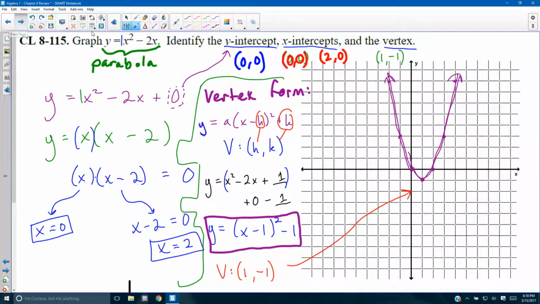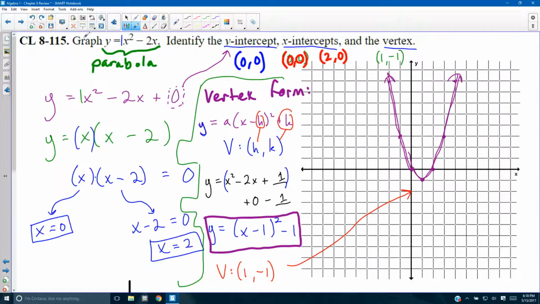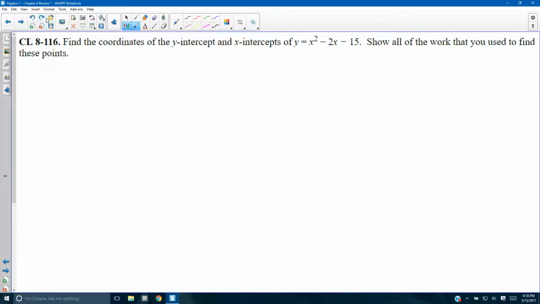Number 115. Number 116, find the coordinates of the y-intercept and x-intercepts of this. Show all the work used to find these points. Okay, so we have another one here. It says find the coordinates. It never said graph it. Never said draw a graph. Can you draw a graph? Yeah. Do we have to?